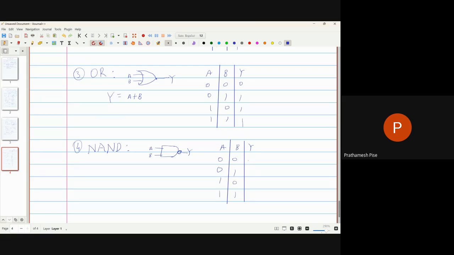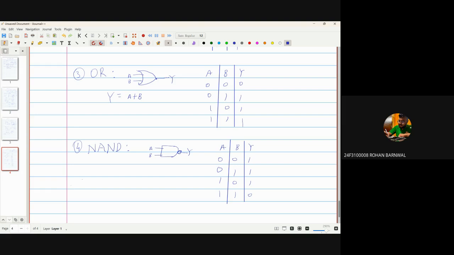So what is the value of y here? For 0 0, it will be 1. 0 1 also gives 1. 1 0 will also return 1, and 1 1 will return 0.